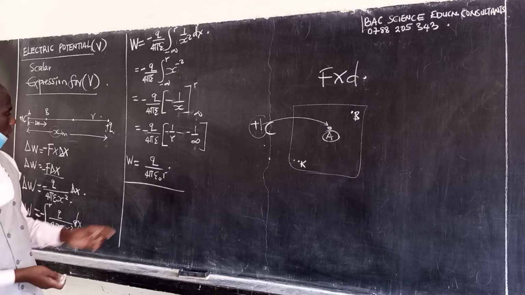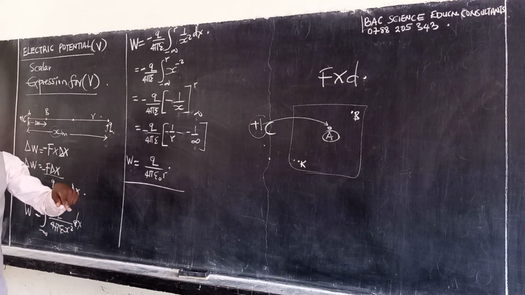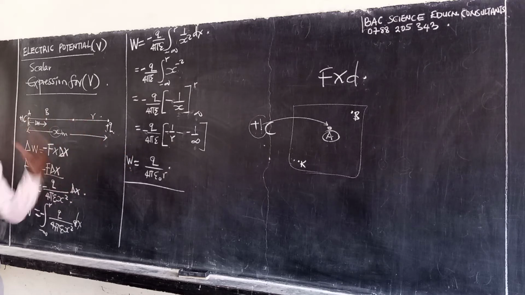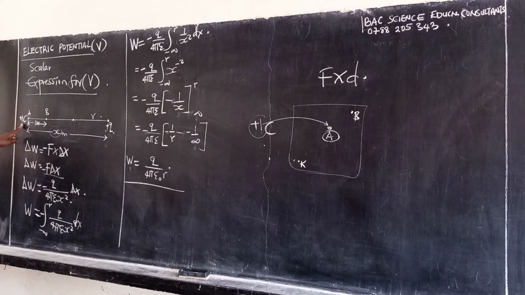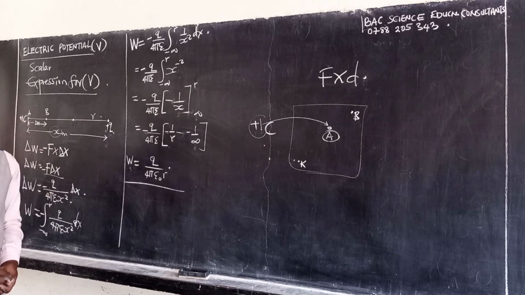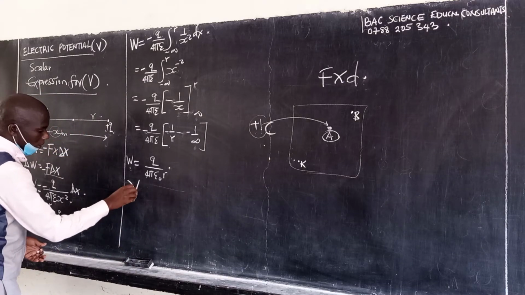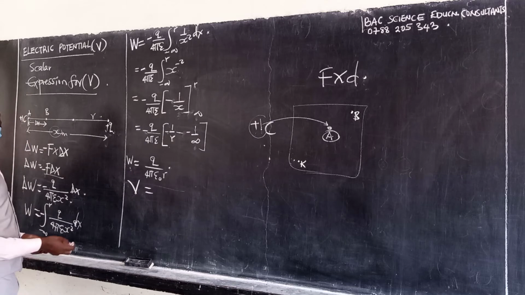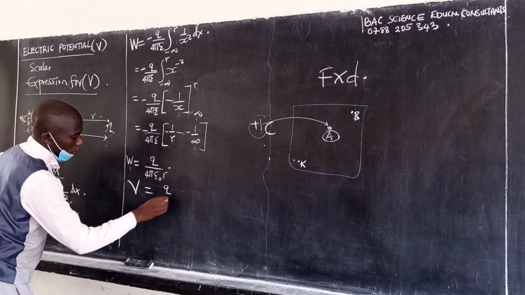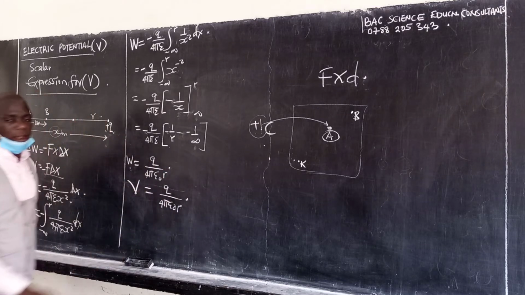The potential is this one. The work done is the work to move one positive Coulomb charge from this point, which is outside the field, to a certain point at a distance r from the charge. By definition, that work done is termed the potential. Therefore, the electric potential is Q out of 4 pi epsilon naught r.